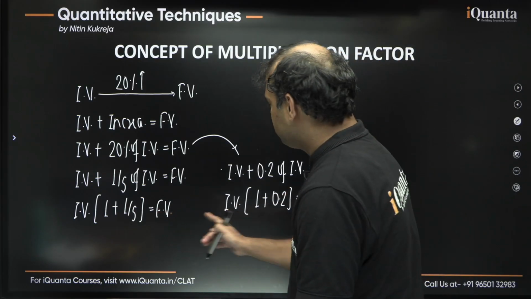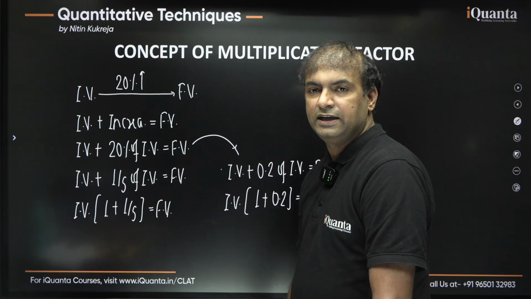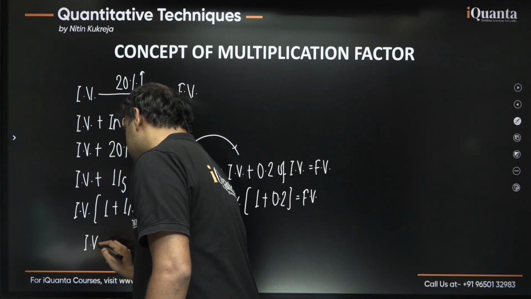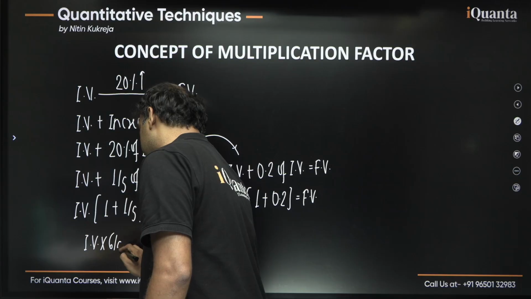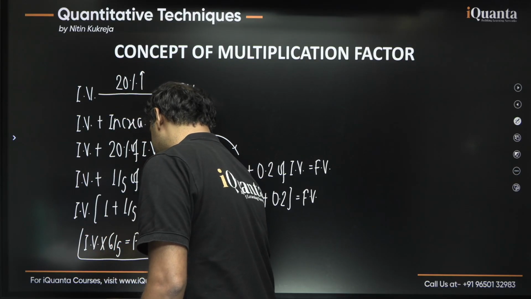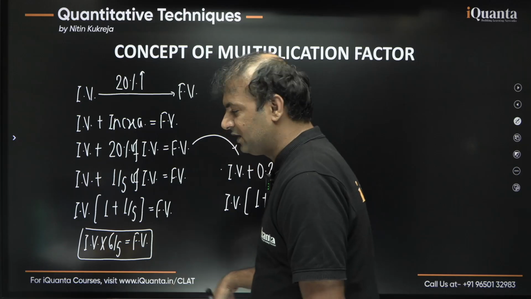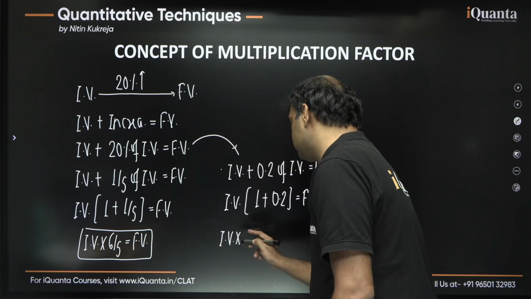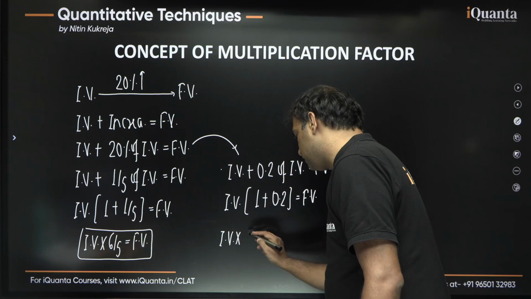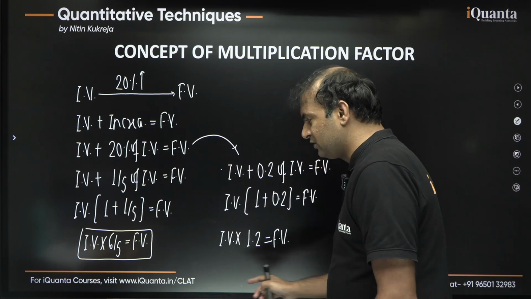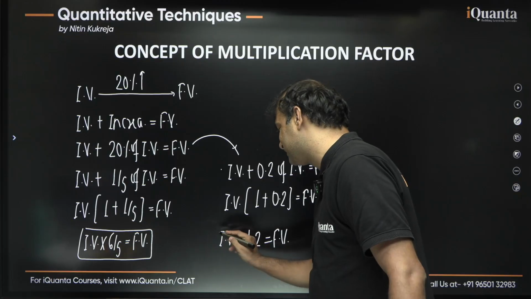But yes, we have to simplify these terms in the bracket. So 1 plus 1 upon 5, very obvious, will give us 6 upon 5, all right? Let's close that in a bracket, all right? And this, we can say, is initial value into 1 plus 0.2, which is 1.2, equal to final value. Let's close that in a box, not a bracket. This is a proper box, right?